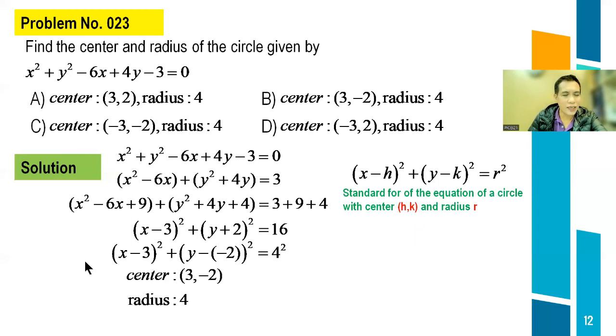Now in this case, we know that the center, this one is the h. (x minus h), your h is 3, and this one (y minus k), your k is negative 2. So center at point (3, negative 2), and you take the square root of 4 squared, that's 4. So the correct answer is letter B. (3, negative 2) for the center, and radius is equal to 4.